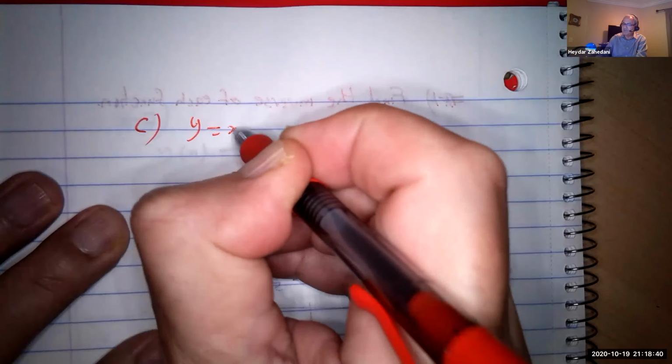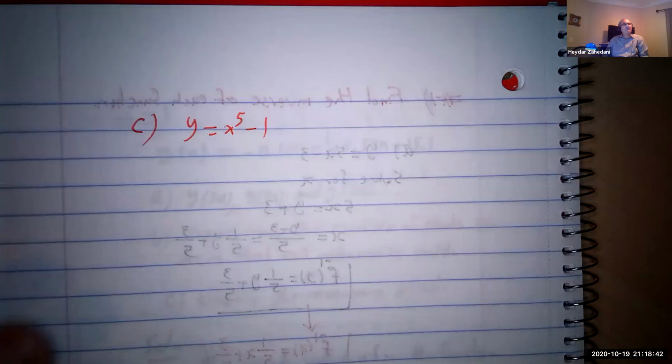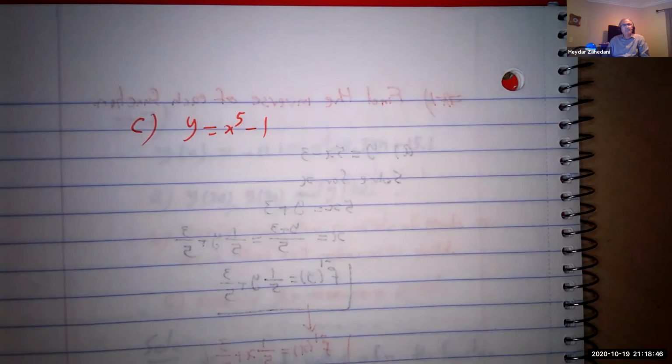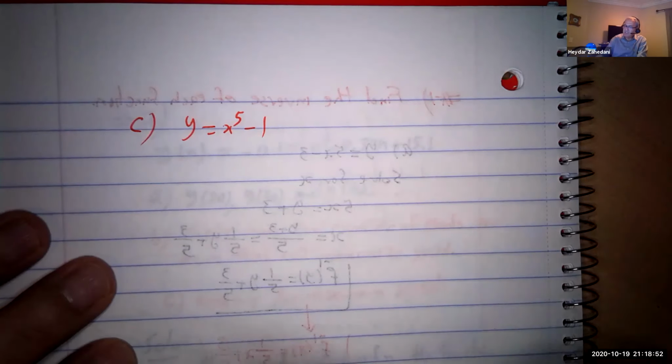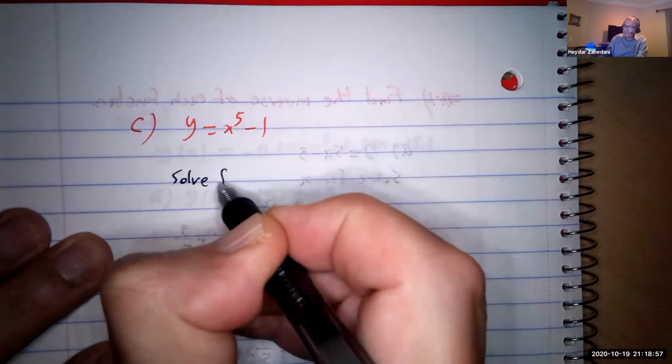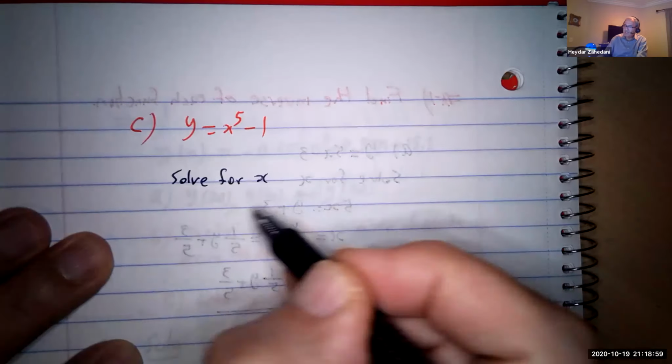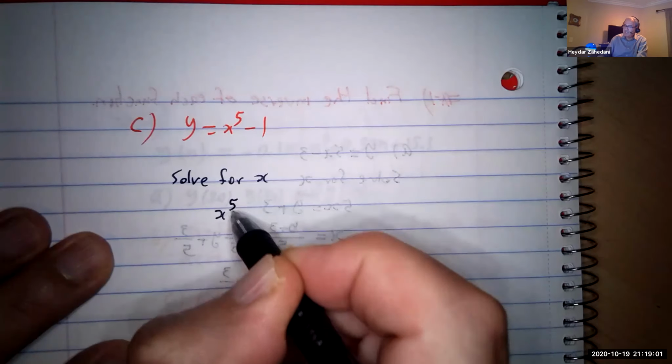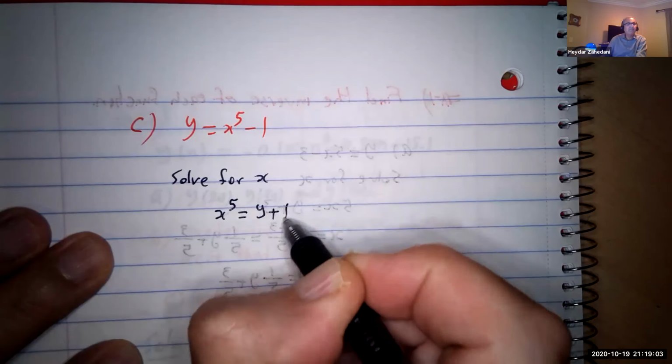So the part C is y equal to x to the fifth minus 1. If it's 3, 5, 7, that's fine. If it's 2, 4, 6, that's a red flag. You've got to be careful. So this is easy. Solve for x. So that would be what? x to the fifth equal to y plus 1.